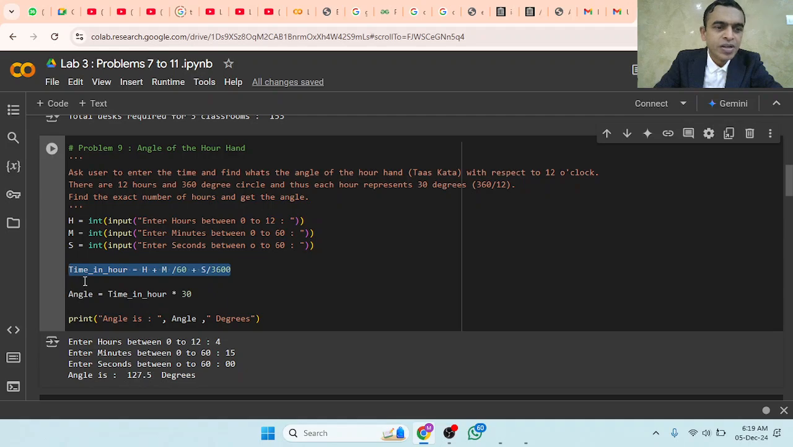Okay. So this is what we got, total time in hour. Now we know whatever is the total time, when you multiply by 30, we get the angle. So the angle is equal to time in hour multiplied by 30. So time in hour we calculated here, angle we calculated here, and here we are going to print the angle. So you look at this, angle is angle, this angle will come here, and degrees. We want to tell the user that this is the angle in degrees.